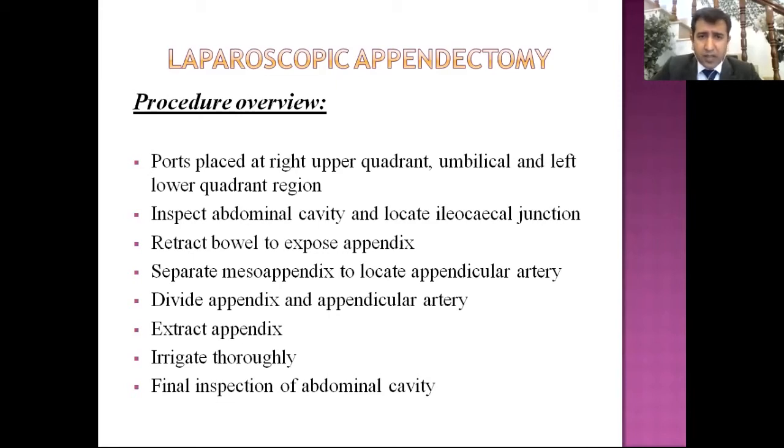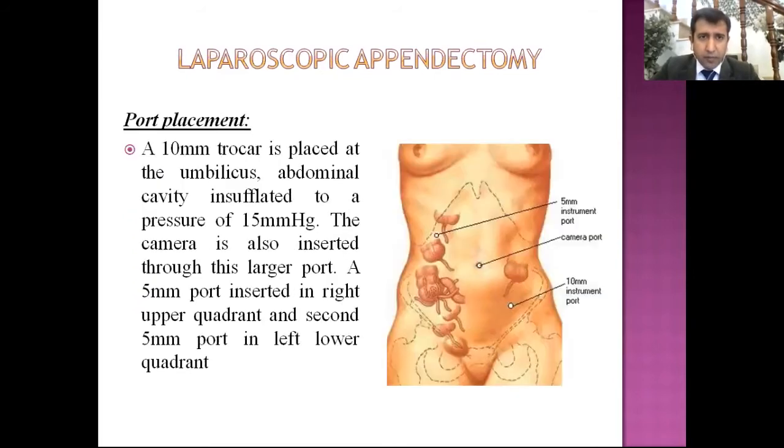Separate the mesoappendix to locate the appendicular artery. You can divide the appendix and appendicular artery, and extract the appendix either through the trocar or through a bag. Irrigate thoroughly if it's infected and there is free fluid, then irrigate and suction it. Finally, inspect the abdominal cavity for any bleeding, any infection or any other incidental finding. So this is the procedure overview.